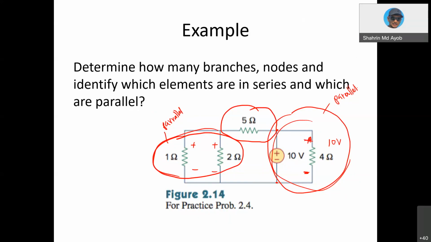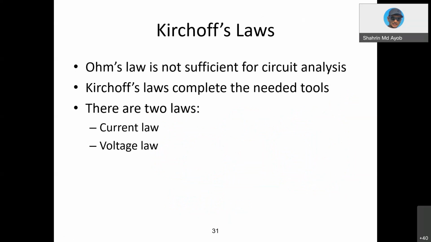So right now, we want to go for Kirchhoff's laws. The basic Ohm's law that we have already learned, V equals IR, is not sufficient to analyze circuits. Ohm's law standalone cannot.